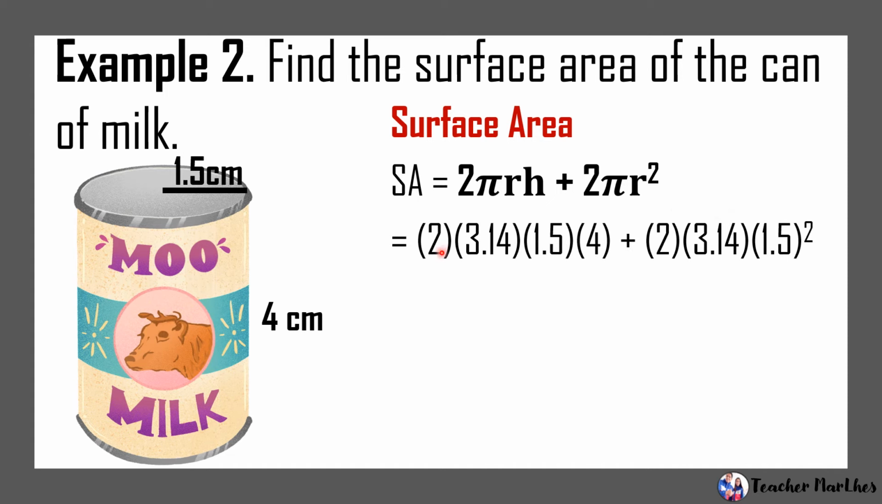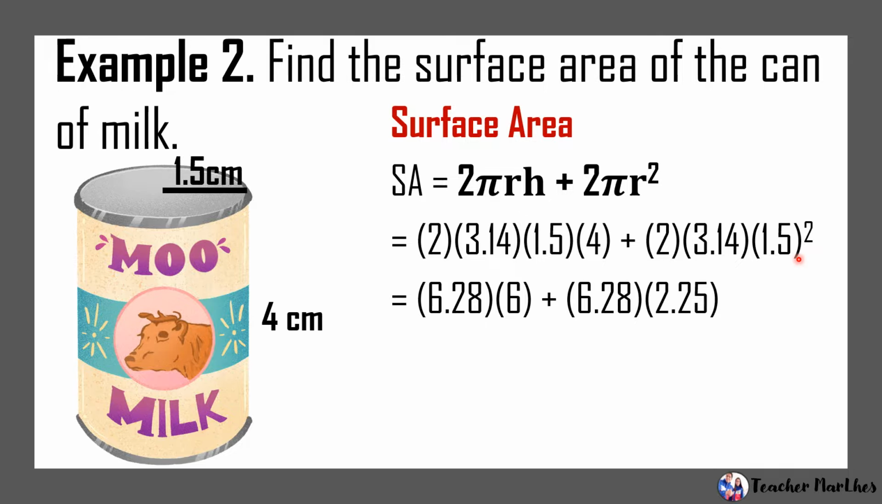So, we have 2. Then, the value of pi is 3.14. Ang radius ay 1.5. Ang height naman ay 4. So, next is 2, then pi is 3.14. Then, ang radius ay 1.5, then squared. So, imumultiply lang natin siya. So, 2 times 3.14 is equal to 6.28. 1.5 times 4 is equal to 6.